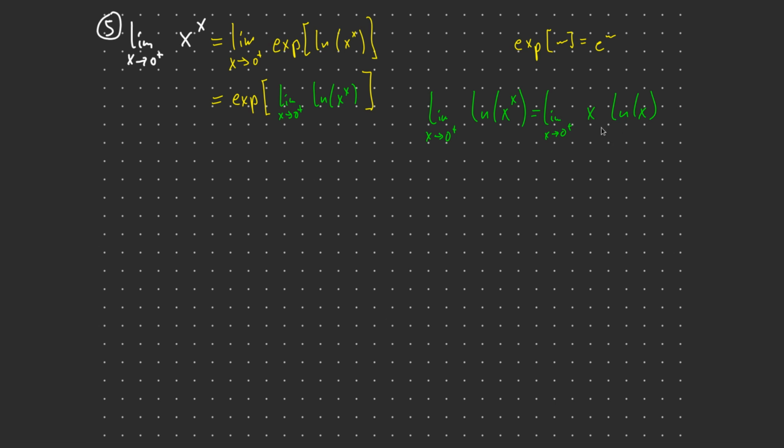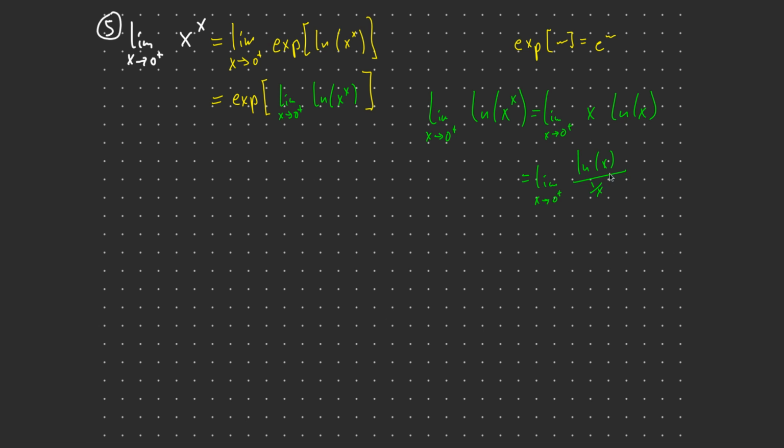And from here, we can use another common trick. When you have a product and you want to use L'Hopital's rule, it can sometimes be helpful to turn the product into division by the reciprocal. So in other words, we can turn this function, x times the natural log of x, into the natural log of x divided by 1 over x. Okay, so instead of multiplying by x, we're dividing by the reciprocal of x.